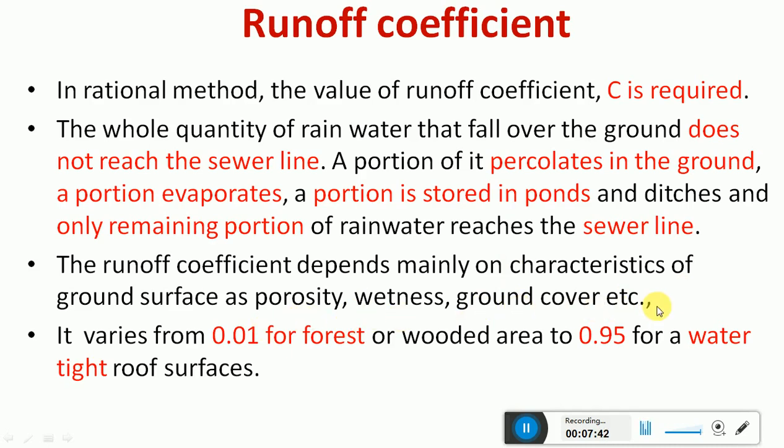Here the runoff coefficient depends mainly on the characteristics of the ground surface: its porosity, wetness, ground cover, etc. It varies from a value of 0.01 for forest or wooded area to 0.95 for watertight roof surfaces. That is the value of C. It varies depending upon the type of the surface, so there is a table which gives you the coefficient of runoff for different types of surfaces.